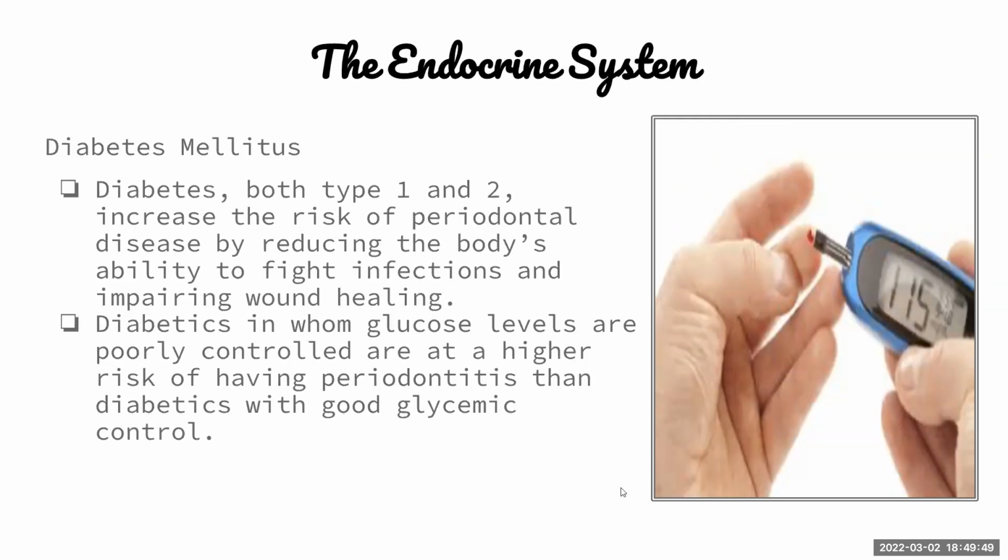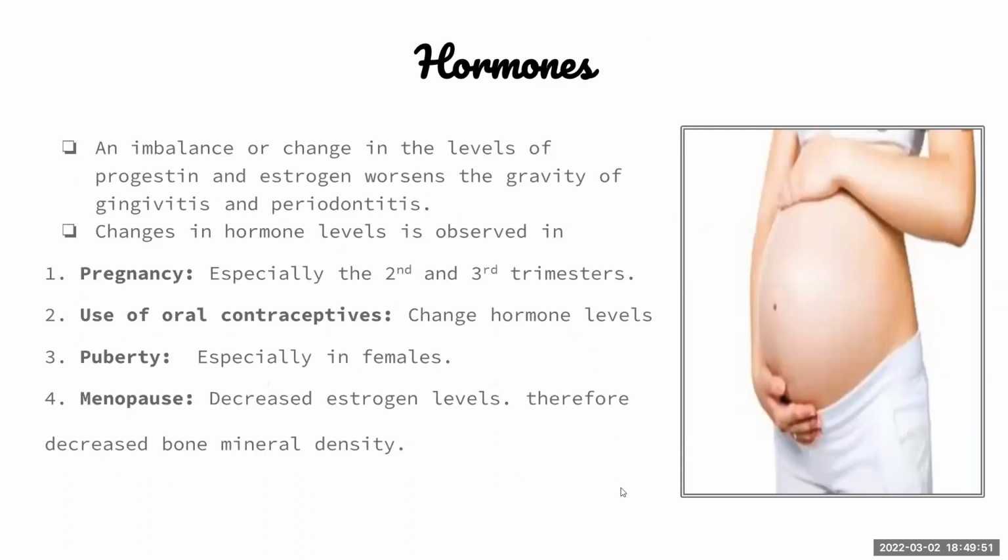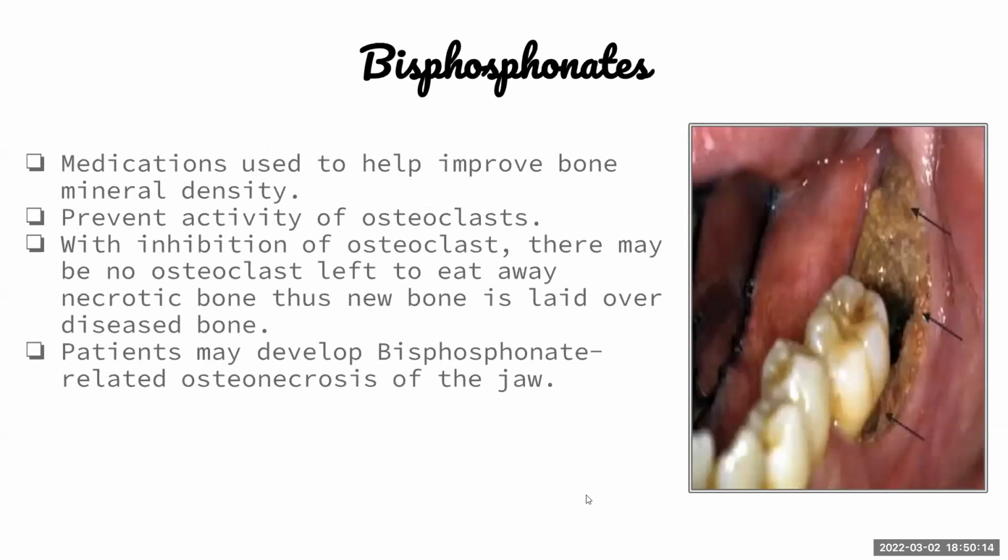So that was the endocrine system. Hormones: an imbalance or a change in the levels of progestin and estrogen worsens the gravity of gingivitis and periodontitis. So we've got pregnancy, especially in the second and third trimesters, the use of oral contraceptives, puberty, more so in females, and menopause because of a decreased estrogen level. That can also deal with bone density. We have different medications too.